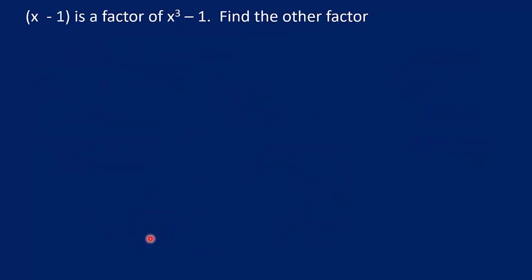Okay, now let's continue this discussion. Let's suppose that I know that x minus 1 is a factor of x cubed minus 1. In other words, I know this, that if I divide x cubed minus 1 by x minus 1, I get a 0 remainder. I know that. So x minus 1 goes evenly into x cubed minus 1. Now let's see what the other factor is. So I set up a division.